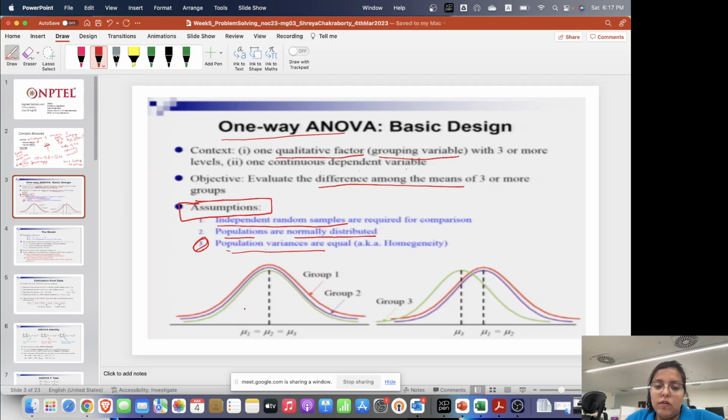So as illustrated with this diagram, here we see for each of the curves the spread is more or less equal. So this homogeneity criteria is satisfied. These all look like coming from a normally distributed curve, and they are independent samples from group 1, group 2 and group 3. So then in such scenarios we can go ahead and apply the one-way ANOVA and do our analysis.